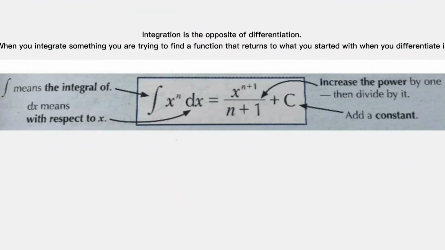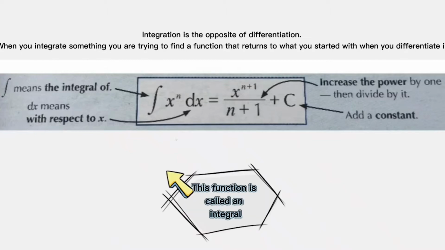Integration is the opposite of differentiation. So when you integrate something, you're trying to find a function that returns to what you started with when you differentiate it, and this function is called an integral. So this here is how we're going to find integration. We increase the power by 1 and then we divide by it. And also don't forget to add the constant at the end. And we can see how that comes into play within the following section.